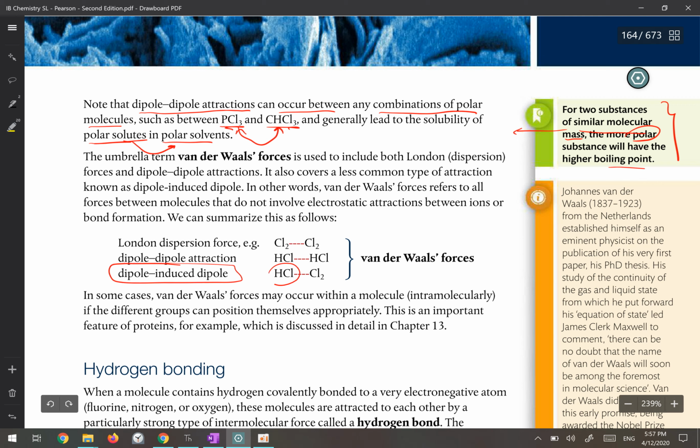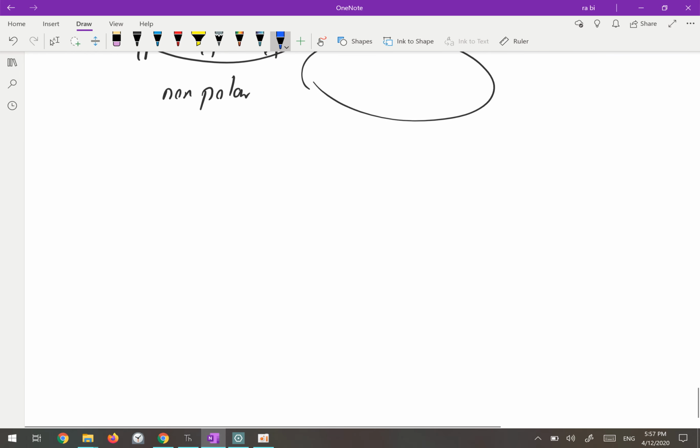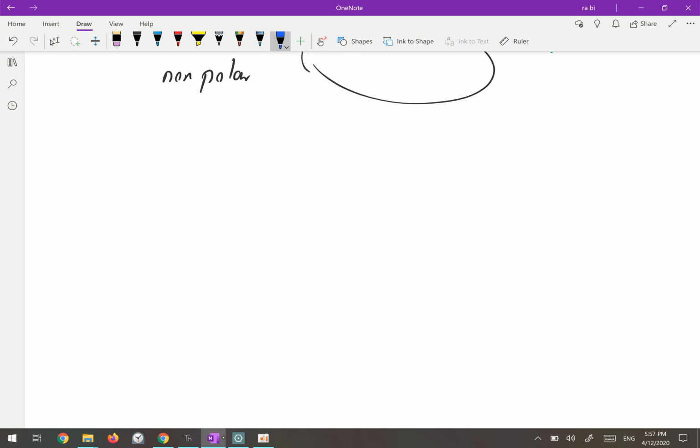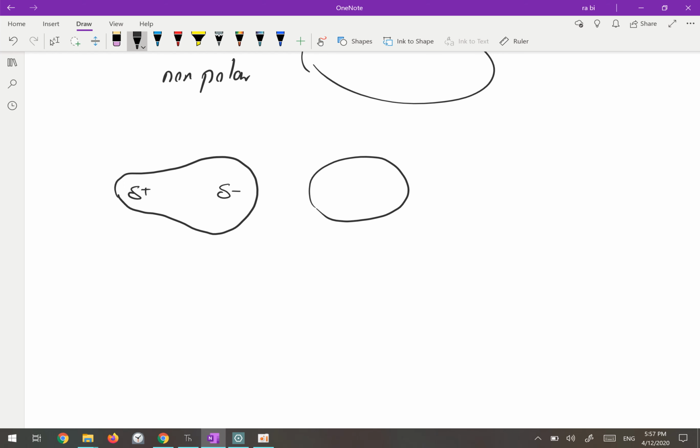Okay, another type of attraction, which is a combination of these two, is dipole-induced dipole attraction, like when HCl and Cl2 attract each other. Again, one more time, I want to show that one. HCl molecule is a polar molecule. So if I want to draw, let me change my pen. Okay, it becomes something like this. This part of the molecule is partially positive, this part is partially negative because it has more electron density. Cl2 is non-polar. It doesn't have positive and negative areas.